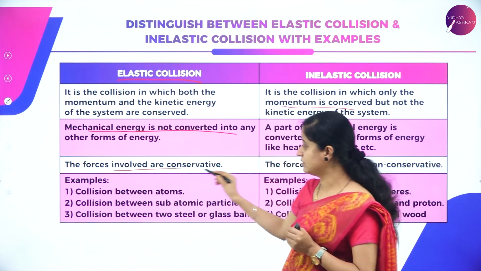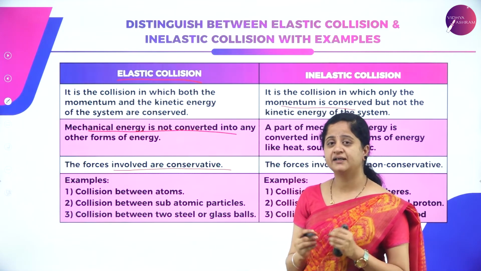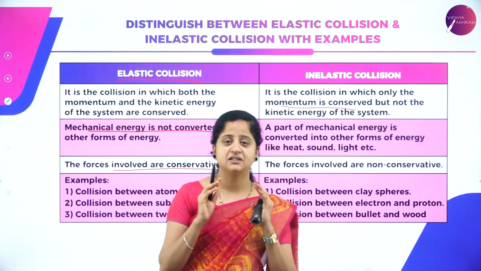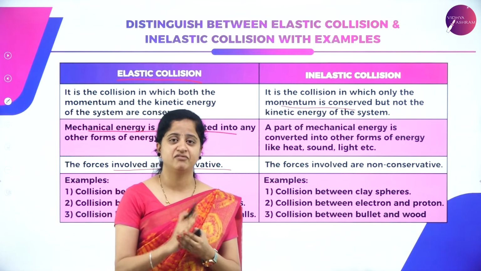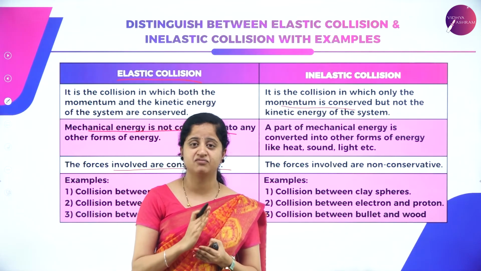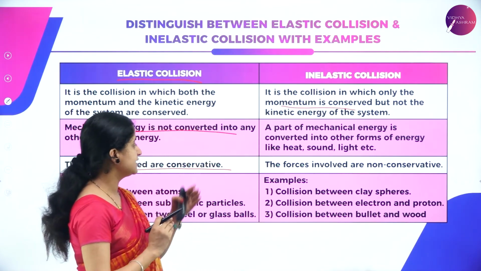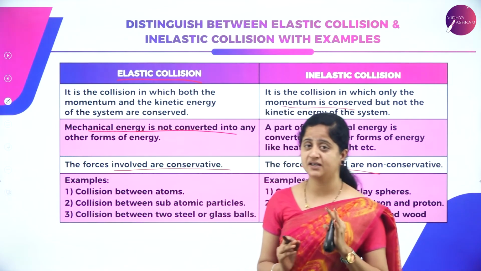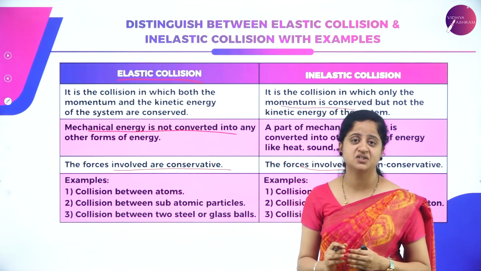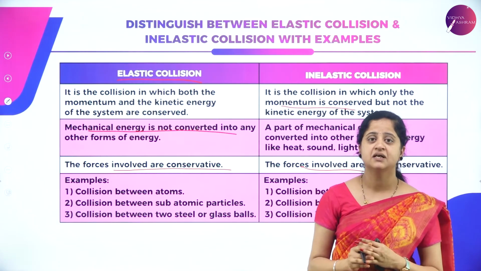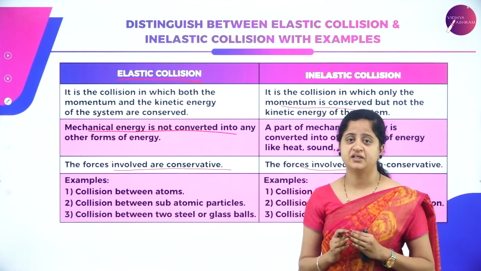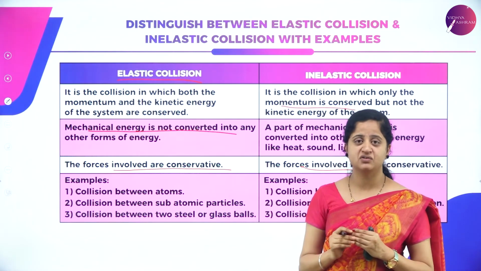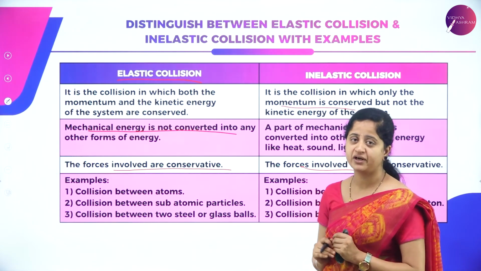In case of elastic collision, the forces involved are conservative forces. We know conservative forces are the forces that depend only on the initial and final position of the bodies. They don't depend on the path. But in case of inelastic collision, the forces involved are non-conservative. We have already studied conservative and non-conservative forces in the previous sessions. In case of non-conservative forces, the work done depends not only on the initial and final position, but it also depends on the path. In case of conservative forces, it is not so.